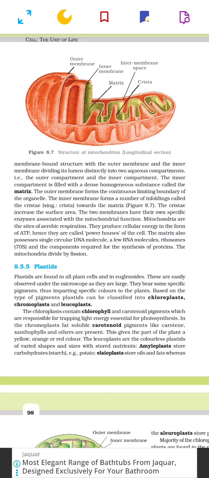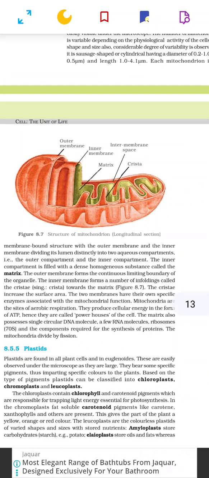The matrix also possesses a single circular DNA molecule, a few RNA molecules, 70S ribosomes, and the components required for the synthesis of protein. The mitochondria divide by fission. In figure 8.7, there is the outer membrane, the inner membrane, the matrix, and the intermembrane space also, and the crista, which is the enfolding of the inner membrane, is also shown.